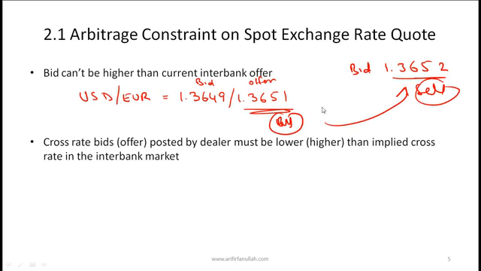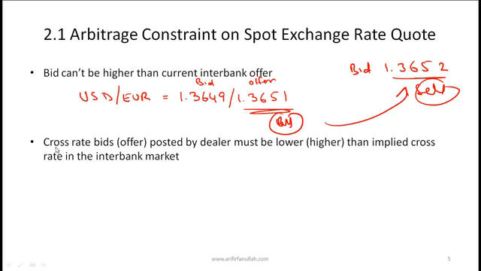So if such a situation even arises, it will be arbitraged away very quickly. The key point from an exam perspective to remember is this arbitrage constraint, that a bid can't be higher than the current interbank offer rate. If this does temporarily happen, it will be arbitraged away.